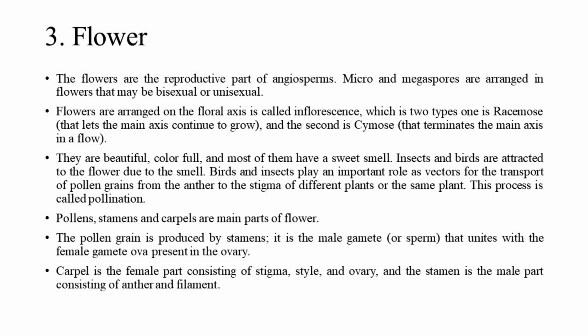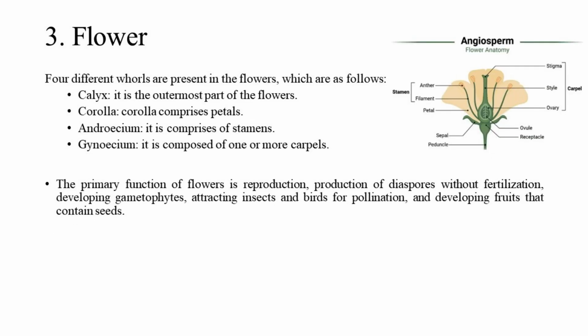Carpel is the female part consisting of stigma, style, and ovary, and the stamen is the male part consisting of anther and filament. 4 different whorls are present in the flowers, which are as follows. Calyx, the outermost part of the flower. Corolla, which comprises petals. Androecium, which comprises stamens. Gynoecium, which is composed of one or more carpels. The primary function of flowers is reproduction, production of diaspores without fertilization, developing gametophytes, attracting insects and birds for pollination, and developing fruits that contain seeds.